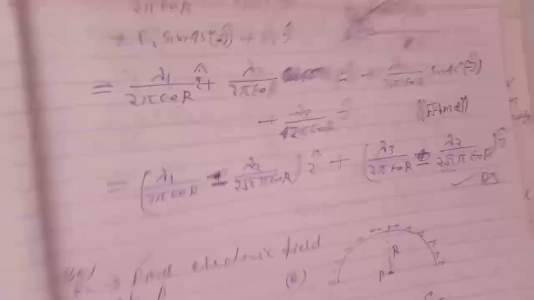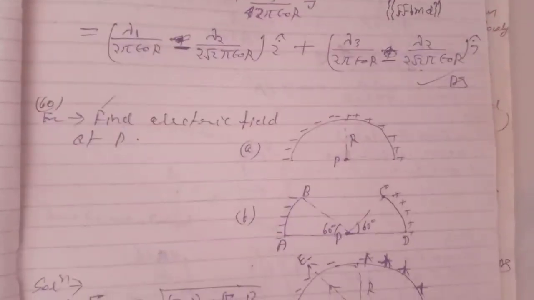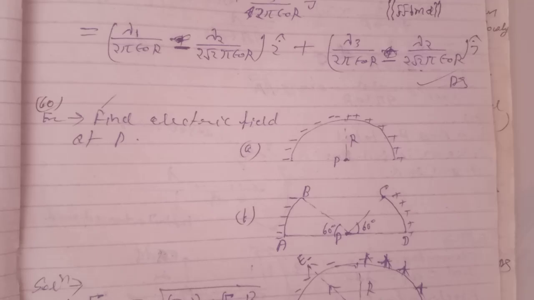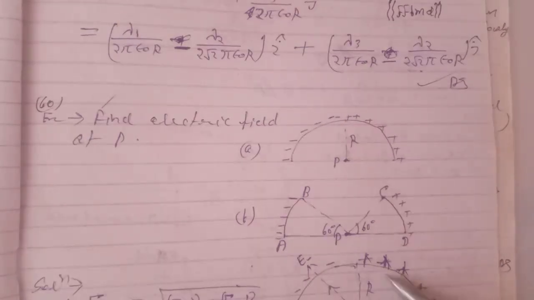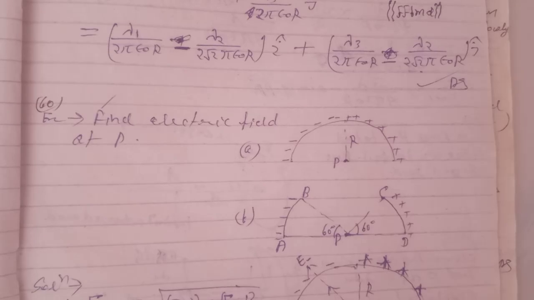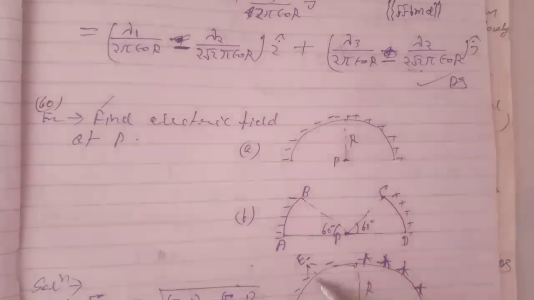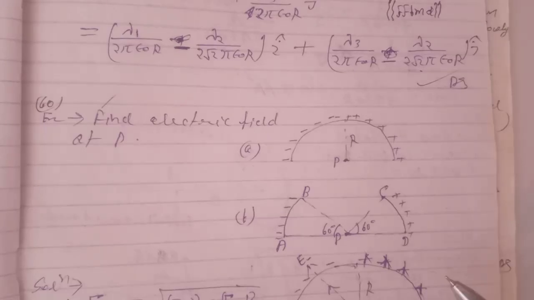Next, find the electric field at P. This is point P, and there are cases A and B. Now in A, the electric field due to this part will be in this direction at an angle of 45 degree from this axis, and the electric field due to this part will be in this direction at 45 degree. So we can find the magnitude directly, or you can also write in vector form.